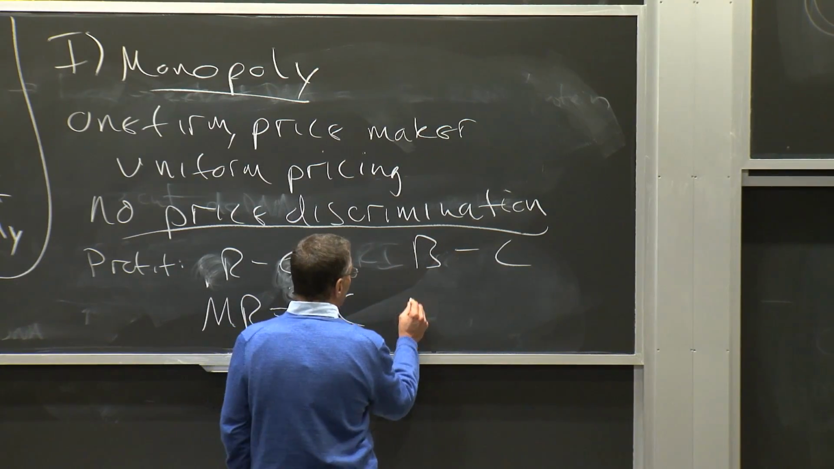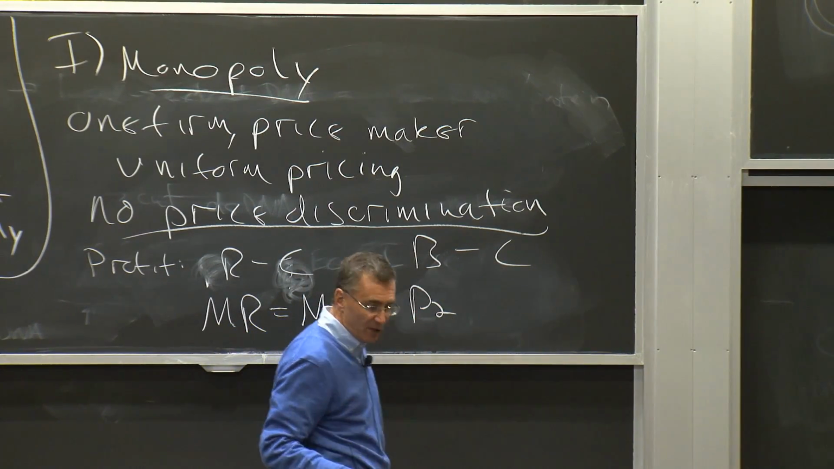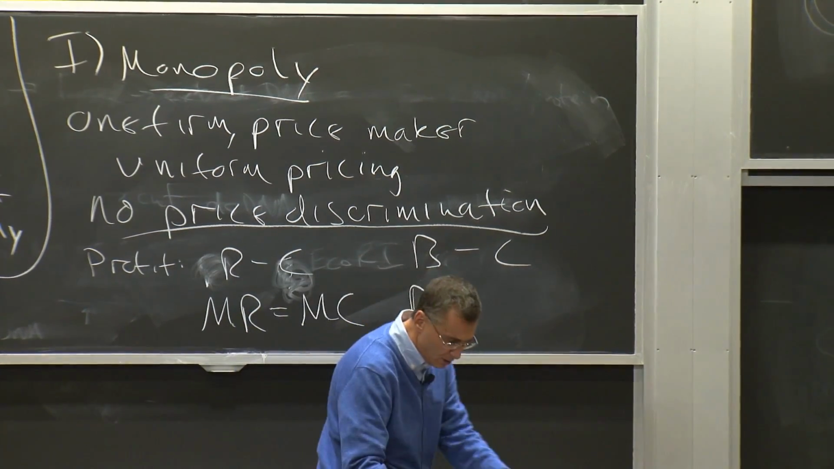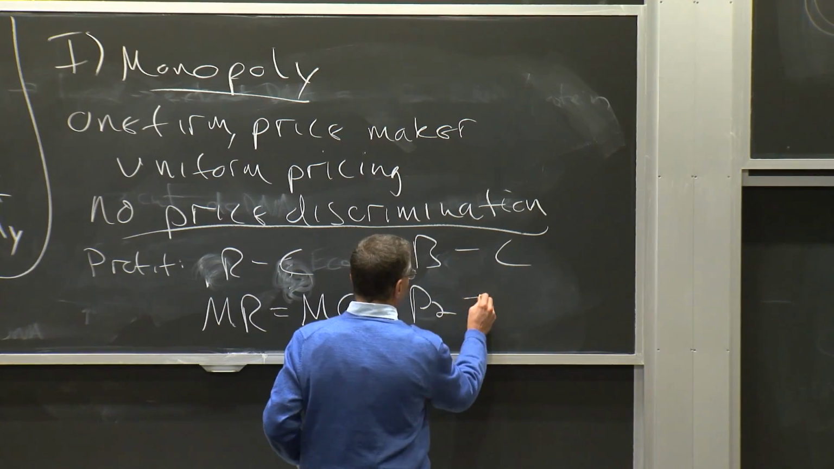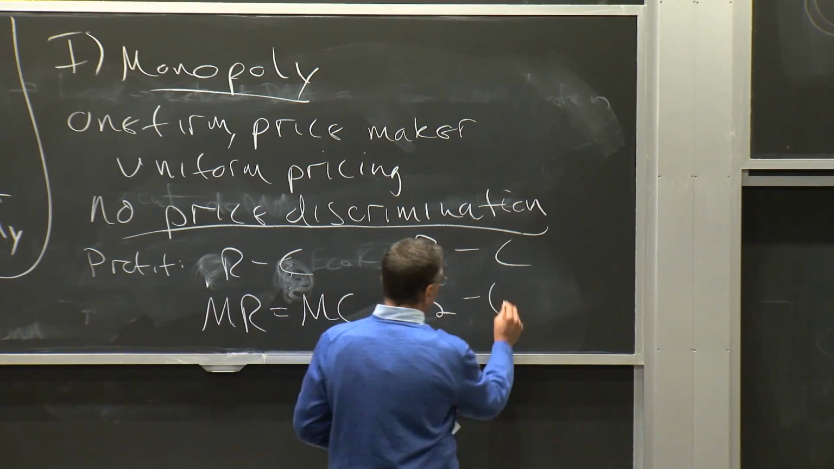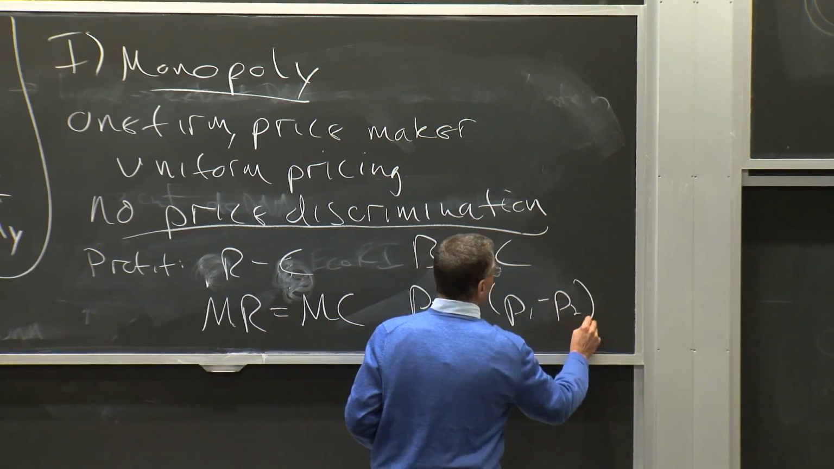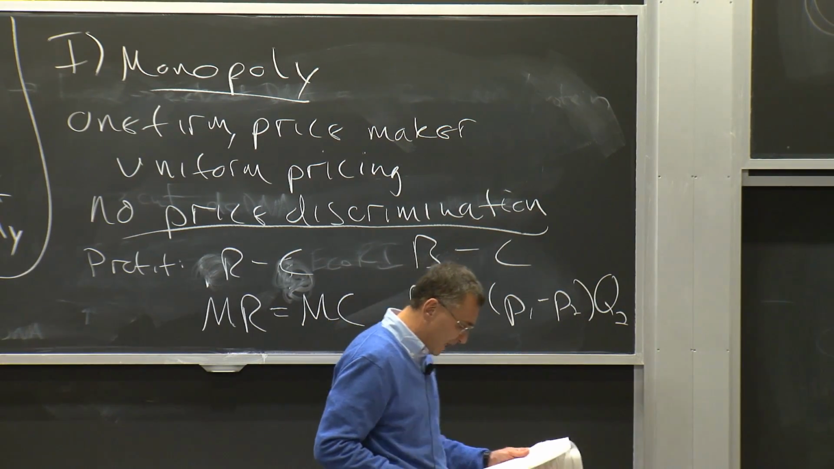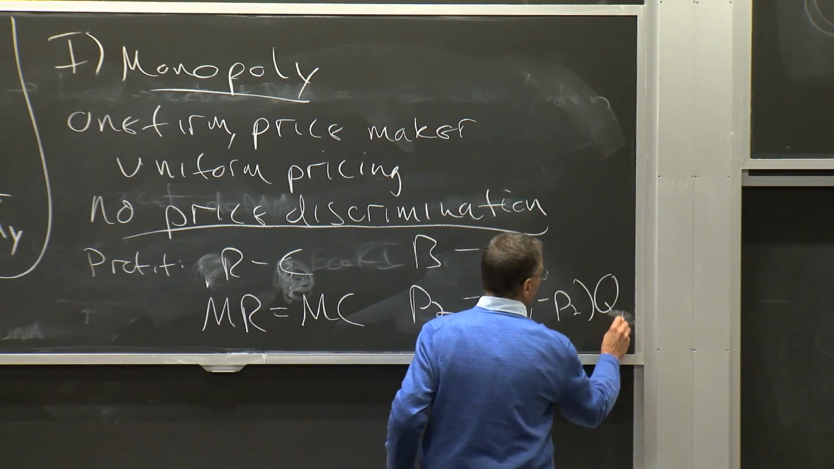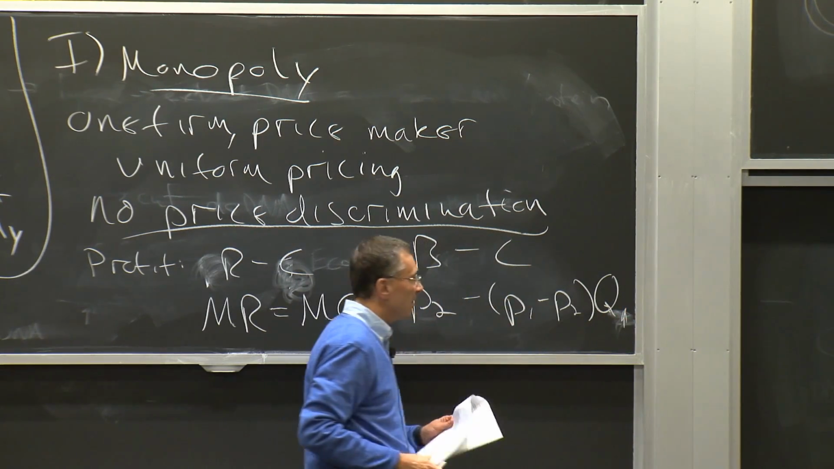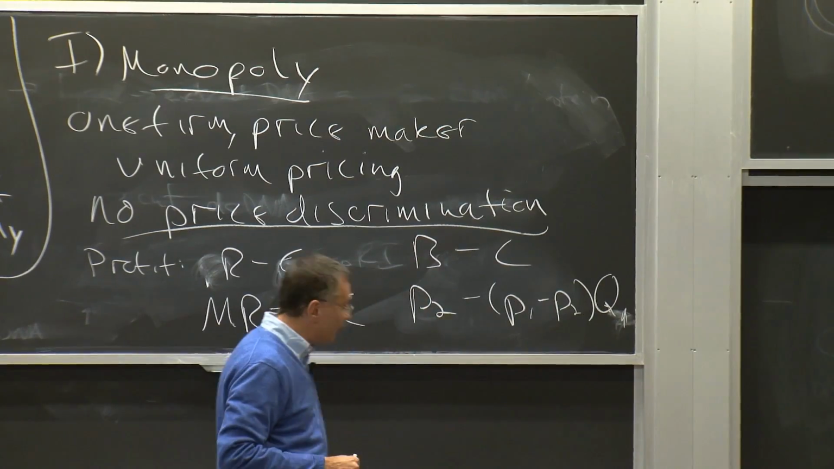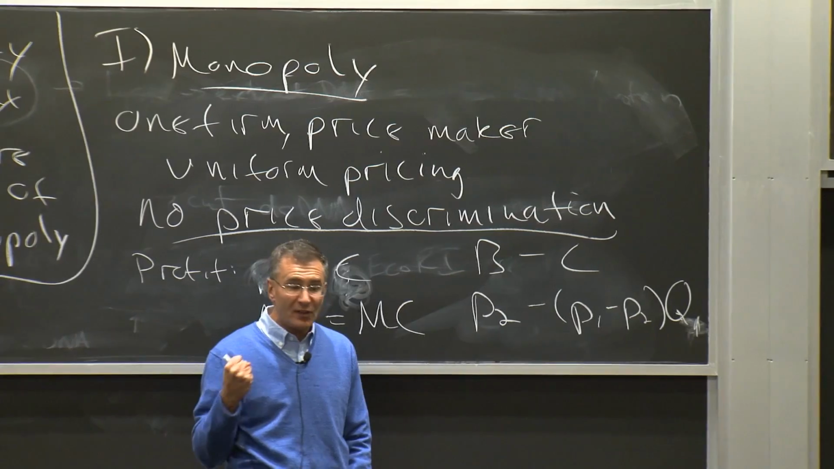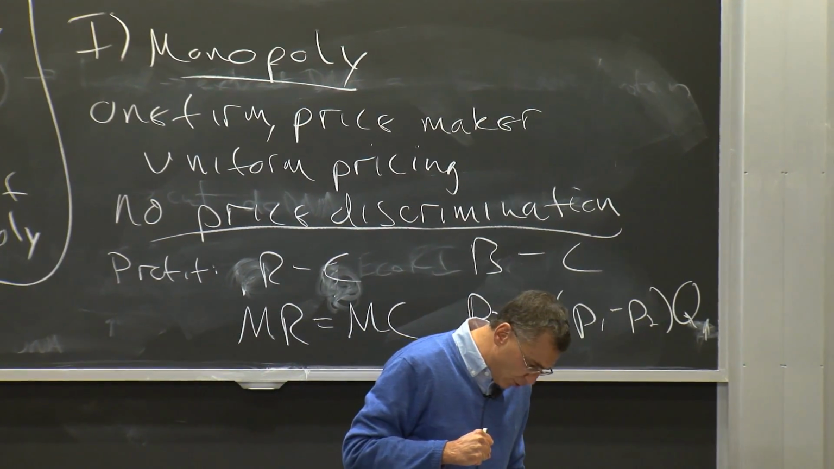Or we can write this as P2, because they sold one more unit of P2, so 1 times P2, which is just P2, minus (P1 minus P2) times Q1, sorry, times Q1. Okay? So that is their marginal revenue. It's no longer so simple as just using price. It's got two components.